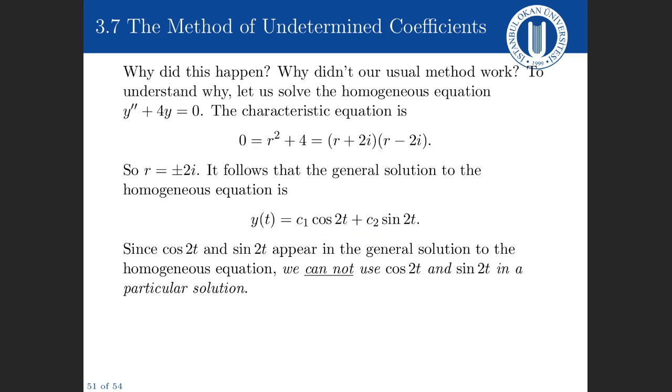And because cos 2t and sine 2t are appearing in the general solution to the homogeneous equation, we can't use the same functions for a particular solution. If we try to use the same functions as the previous page, we just get the equation is equal to 0.